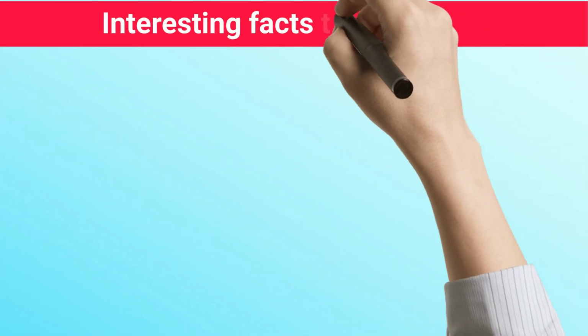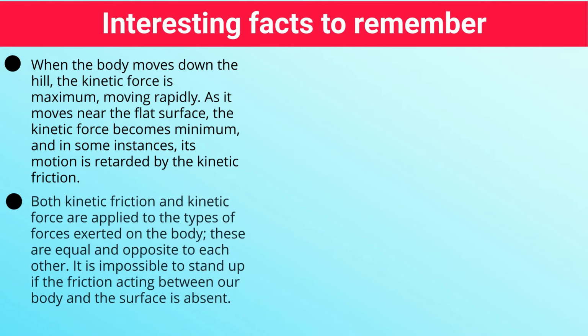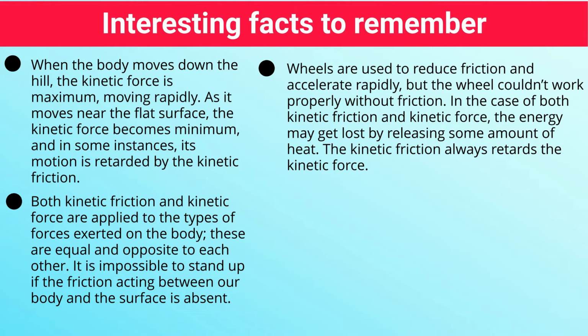Interesting facts to remember. When the body moves down the hill, the kinetic force is maximum, moving rapidly. As it moves near the flat surface, the kinetic force becomes minimum, and in some instances its motion is retarded by the kinetic friction. Both kinetic friction and kinetic force are types of forces exerted on the body. These are equal and opposite to each other. It is impossible to stand up if the friction acting between our body and the surface is absent. Wheels are used to reduce friction and accelerate rapidly, but the wheel couldn't work properly without friction.